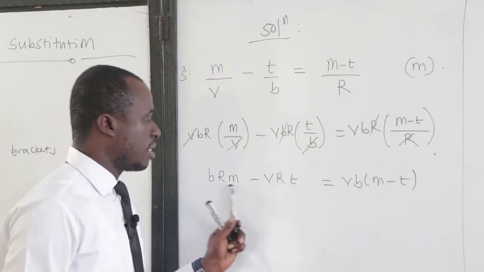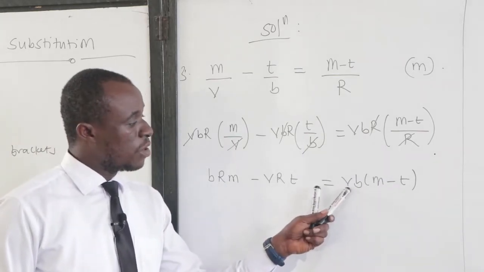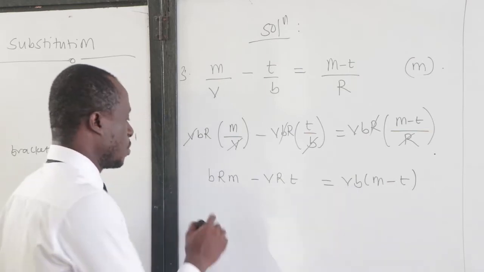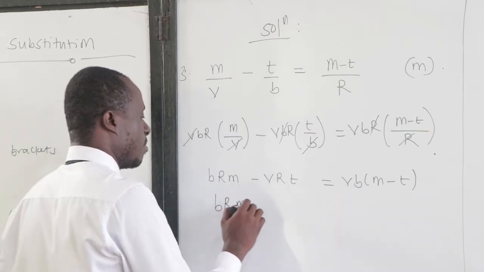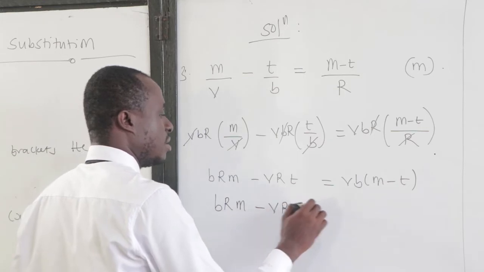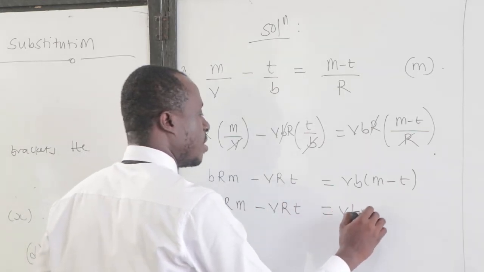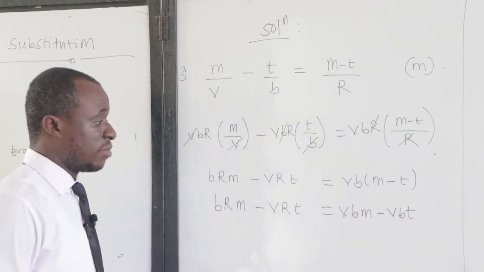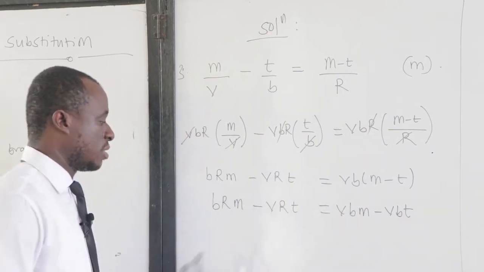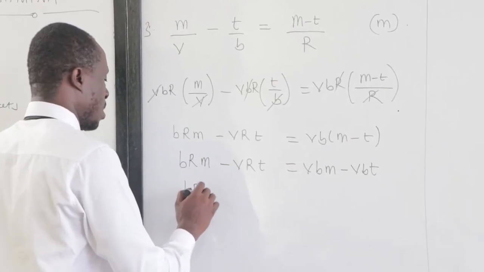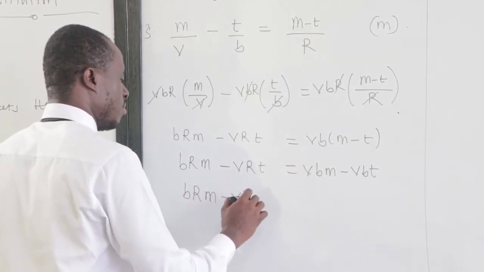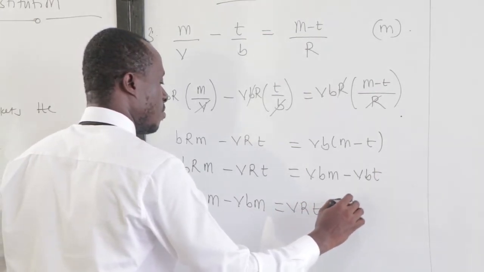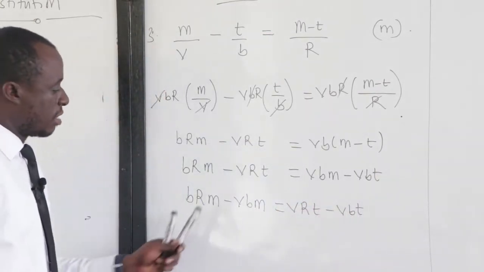We want to make m the subject. There's m here, there's also m here. So what are we supposed to do? We are supposed to use the distributive property to expand this. So we have brm minus vrt equal to vbm minus vbt. We want to make m the subject, so we group like terms. This has to come to this side. We have brm minus vbm equal to vrt minus vbt.